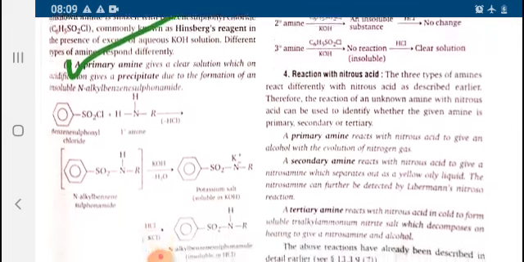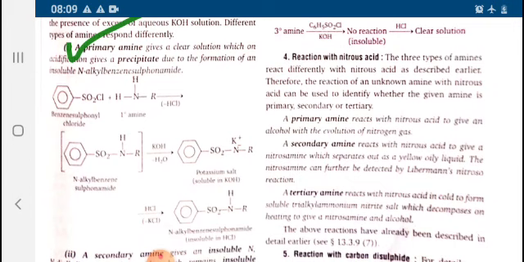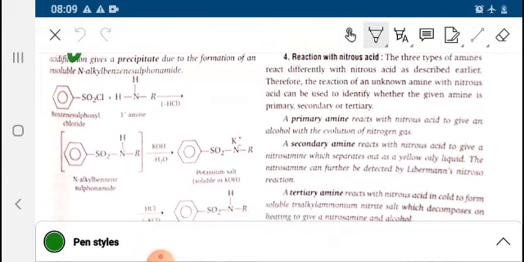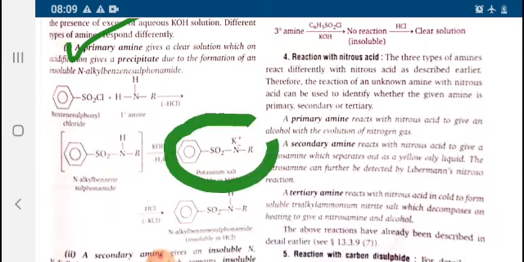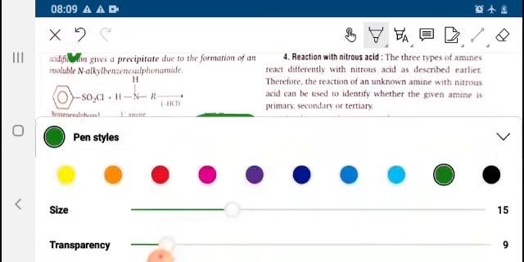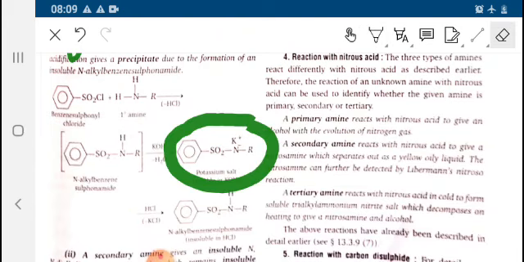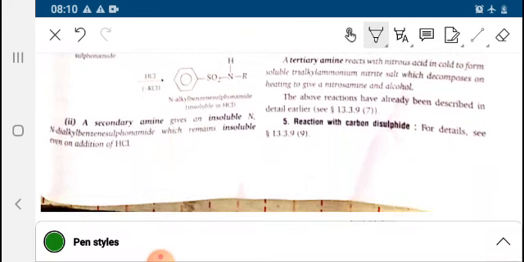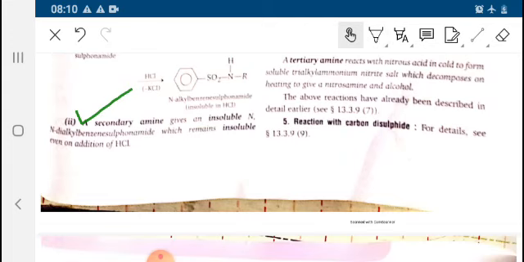This is the reaction given below, where you can see a potassium salt is being formed, which on further reaction with HCl gives you N-alkyl benzene sulfonamide. This is the N-alkyl benzene sulfonamide. What about a 2-degree amine? A 2-degree amine gives an insoluble N-dialkyl benzene sulfonamide.